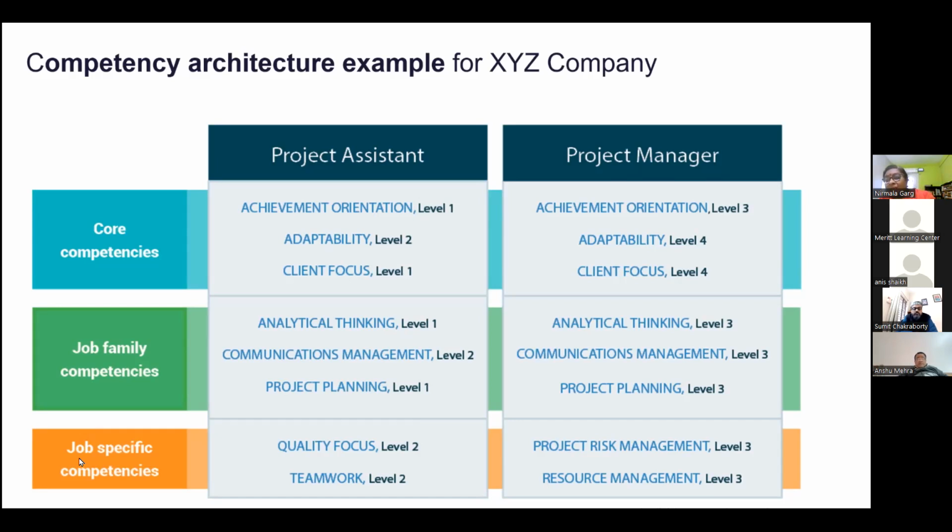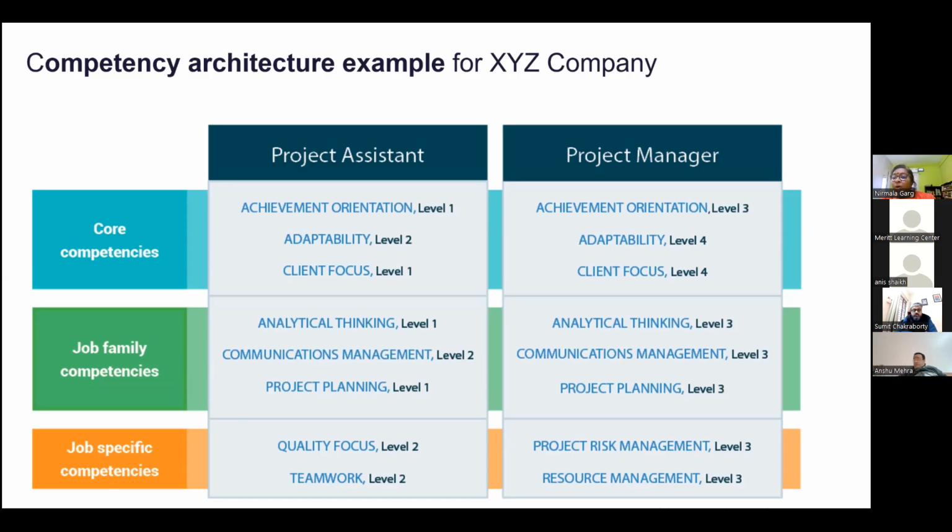Now, should these core competencies be there in the project manager also? Yes. But the proficiency level will differ because the nature of the job is different and he has different responsibilities. So the levels are lower, and for a higher job, the levels are higher. Now, when it comes to the job family competencies, these are the competencies which will again be similar: analytics, communication, project planning. So here only level 1, level 2, level 1, level 3, level 3, level 3.